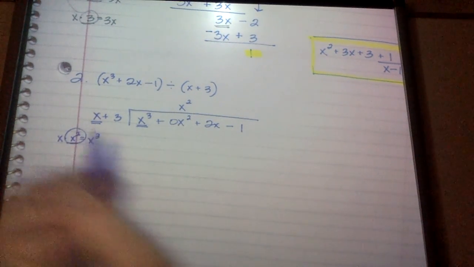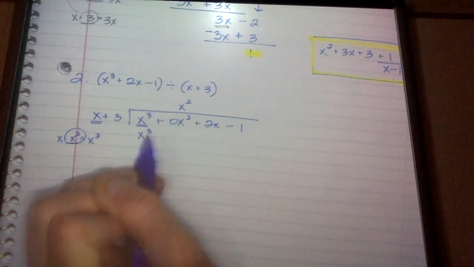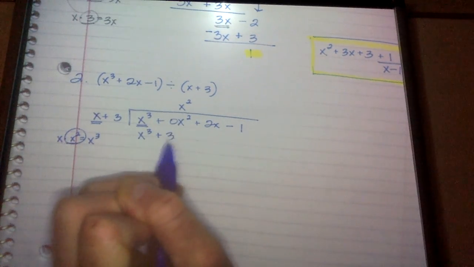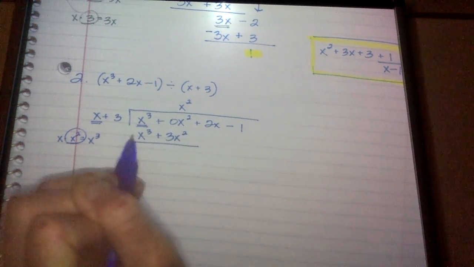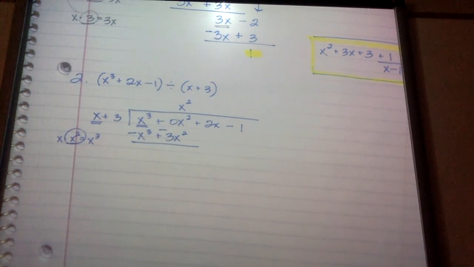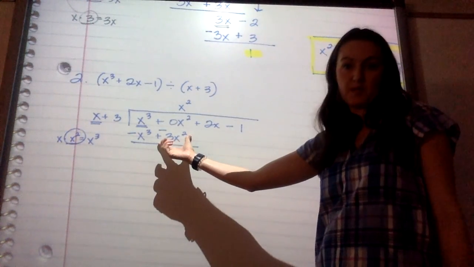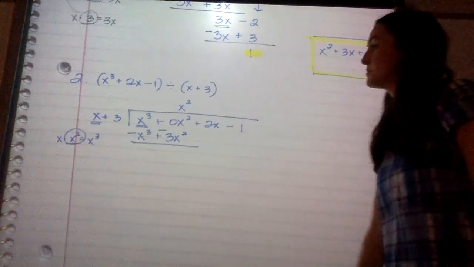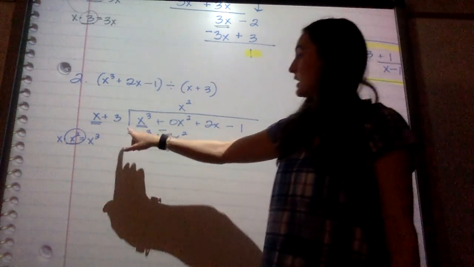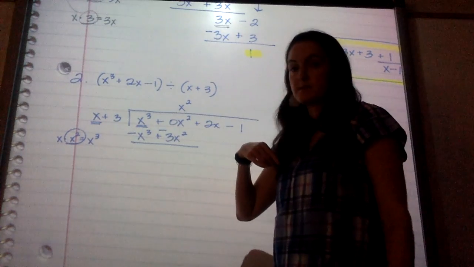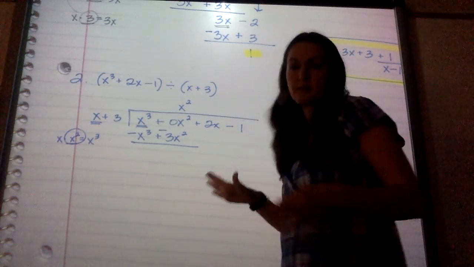Distribute x squared times x is x cubed. X squared times 3 is 3x squared. So hopefully you notice that is why I need this 0x squared, otherwise I would have nowhere to put him. Okay, so always make sure you include a missing term. Notice when I subtracted both of these, change signs. So when you subtract, change the sign.